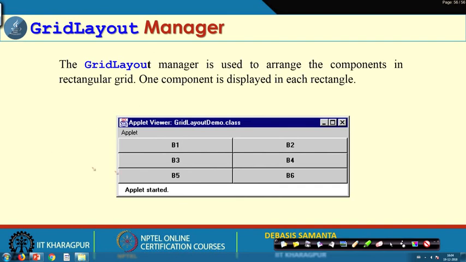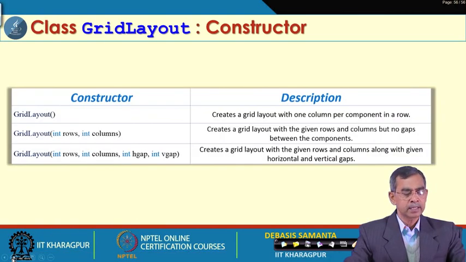Now, let us see how this grid layout is defined in your component class. There is a class called GridLayout. This class has 3 constructors. In the default constructor, only one grid, that means only one element, can be placed there. Otherwise, you can mention the rows and columns, and then h gap and v gap also can be specified, so that you can set the distance from each grid to its neighboring grids.